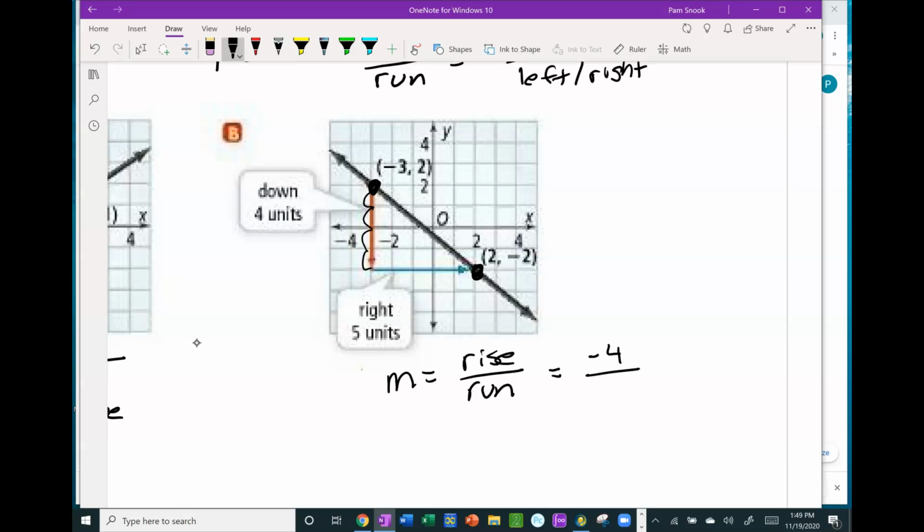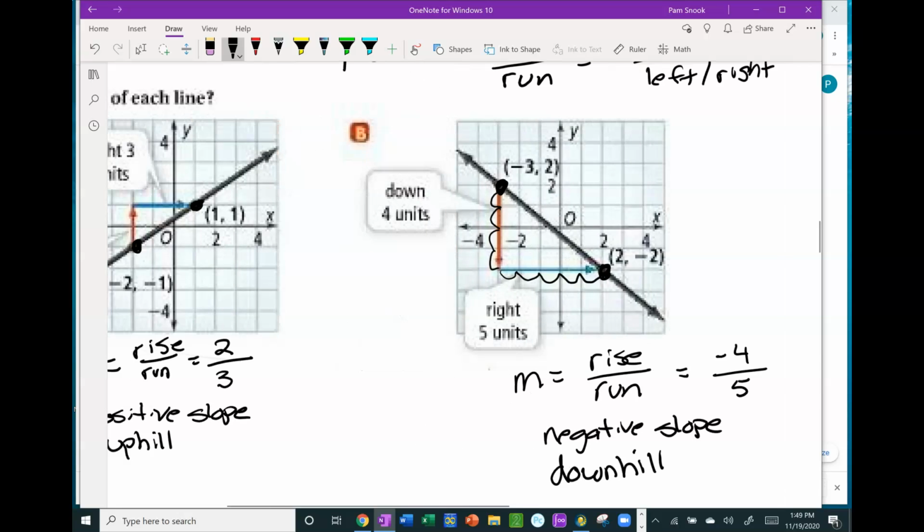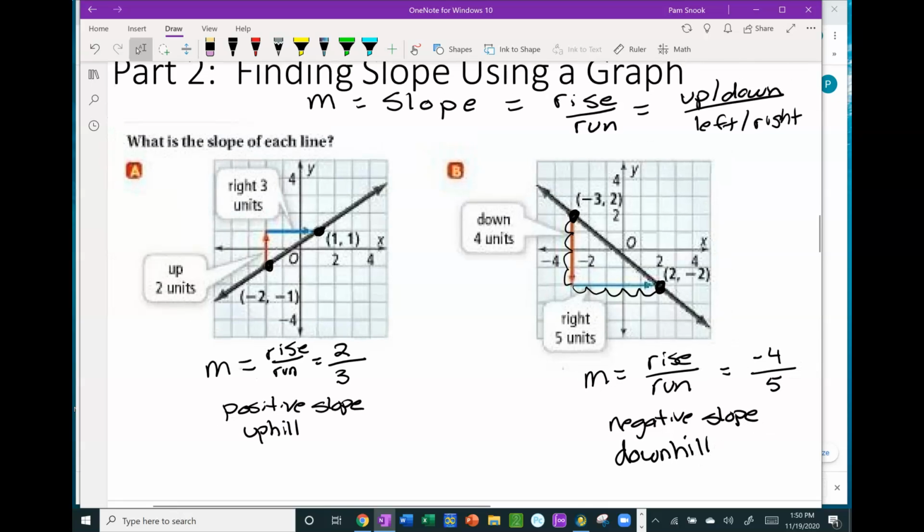And then the run is right 5 units: 1, 2, 3, 4, 5. And because that's going to the right, that's in the positive direction. So I'm going to put a +5. And so that means the slope for this line is negative. And when you look at the picture of the line, it's going downhill. So positive is uphill, negative is downhill.